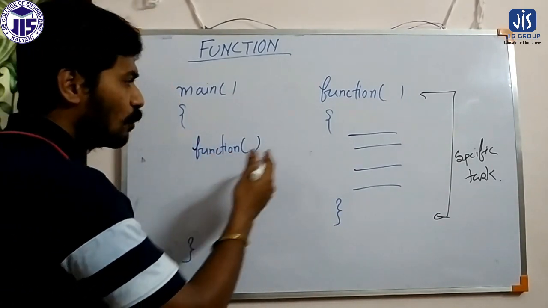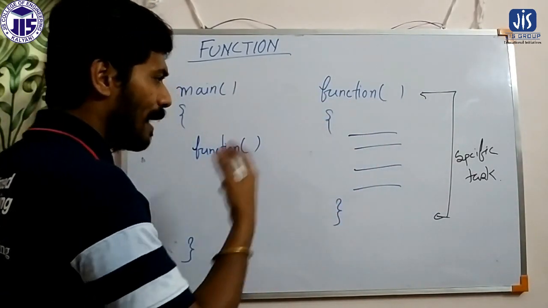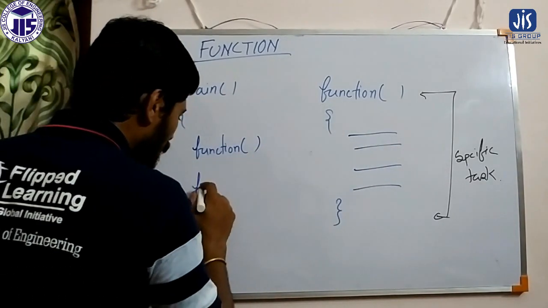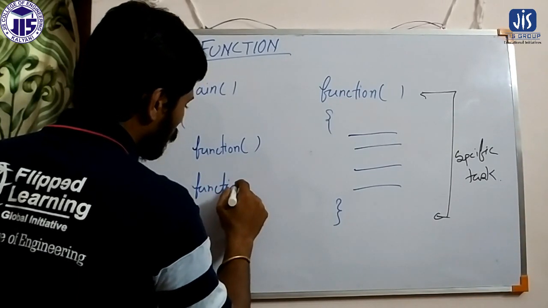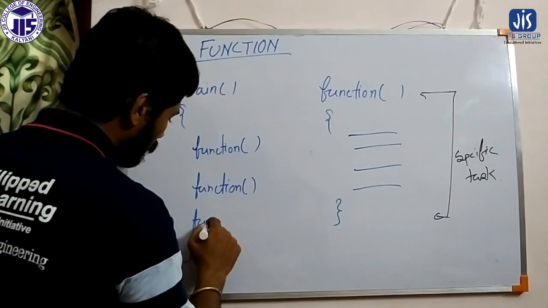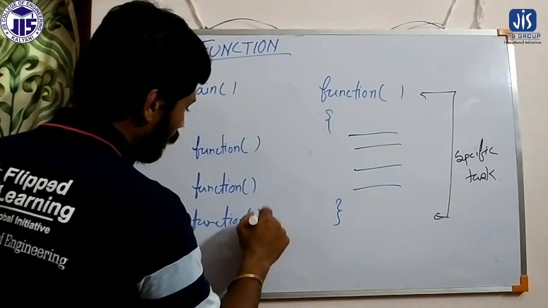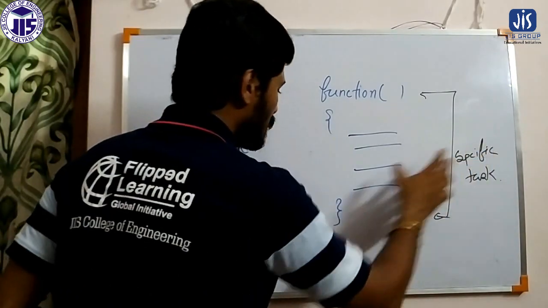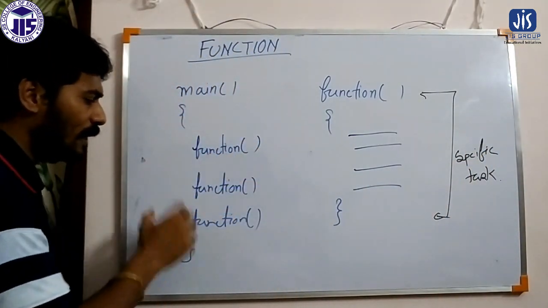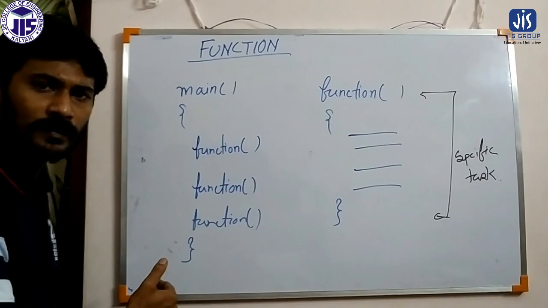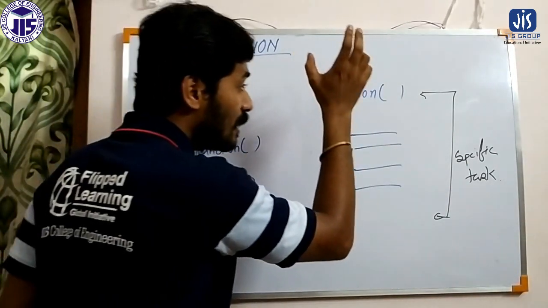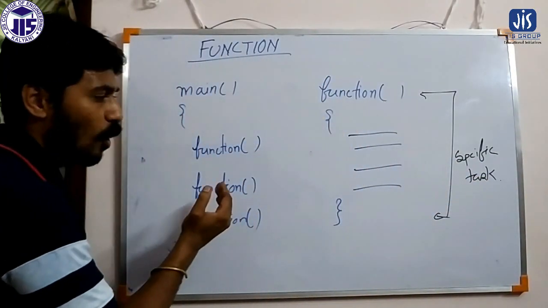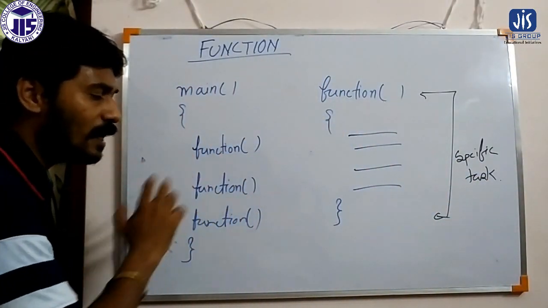So if we require this specific task multiple times, instead of writing the whole code into the main program, we will just call the function. For example, if this specific task is required 3 times in my program, I have just called the function 3 times. The responsibility of the function is performing the specific task and returning the proper value to the main program. So that is the concept of function.